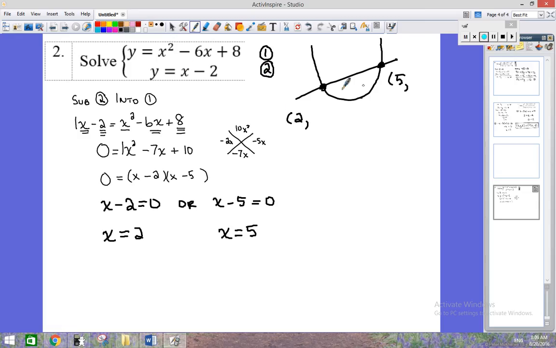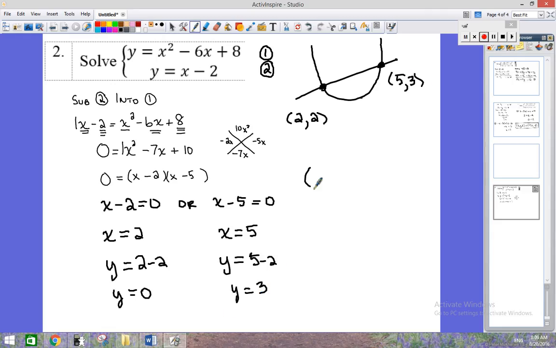If you're a point on this line, then you satisfy this equation. So if x is 2, 2 minus 2 is 0, and that's our corresponding y-coordinate, so this line intersects this parabola at the point (2, 0). Well, look here, you've got x is 5, so 5 minus 2 is 3, and you have the point (5, 3).